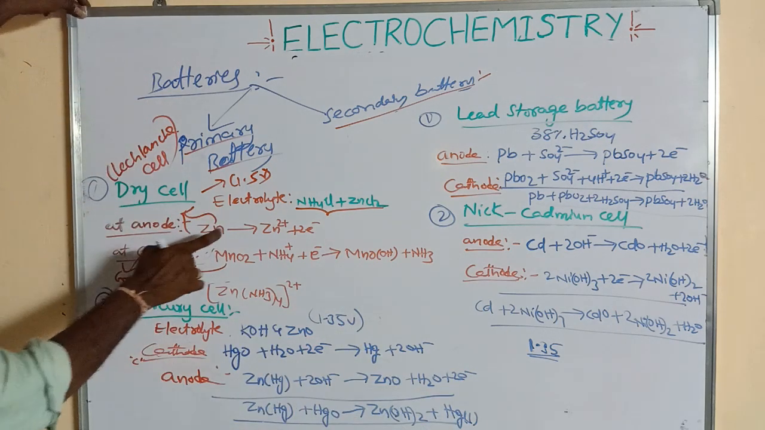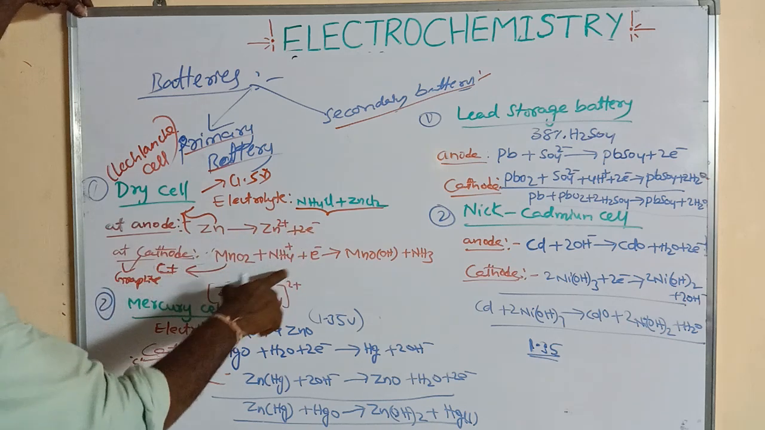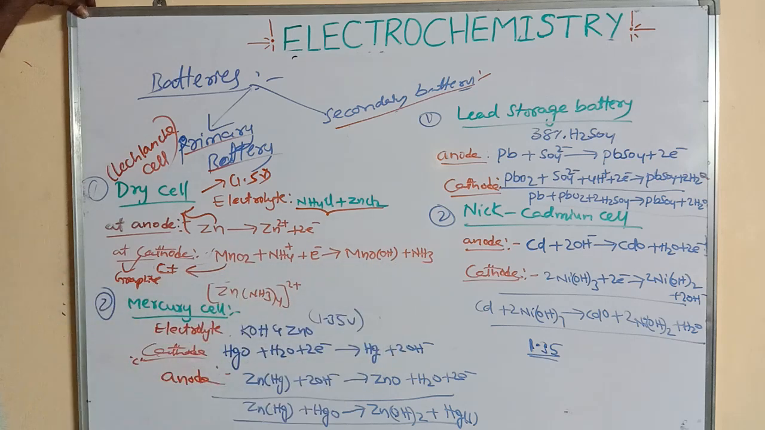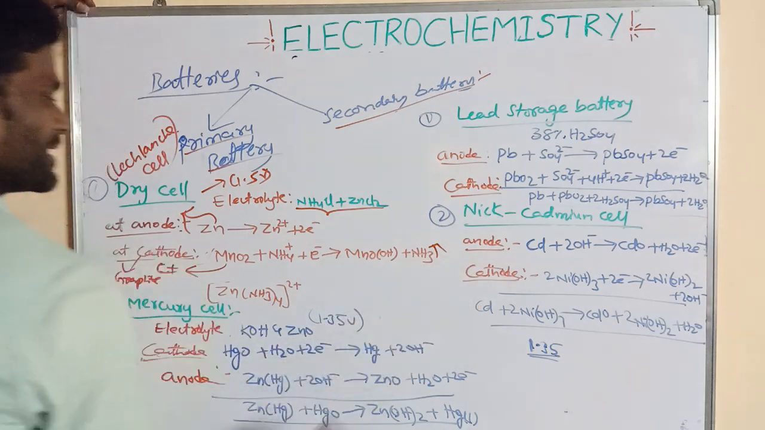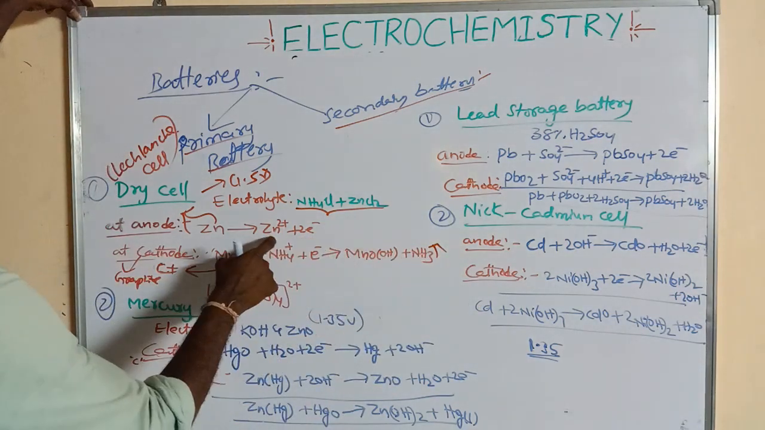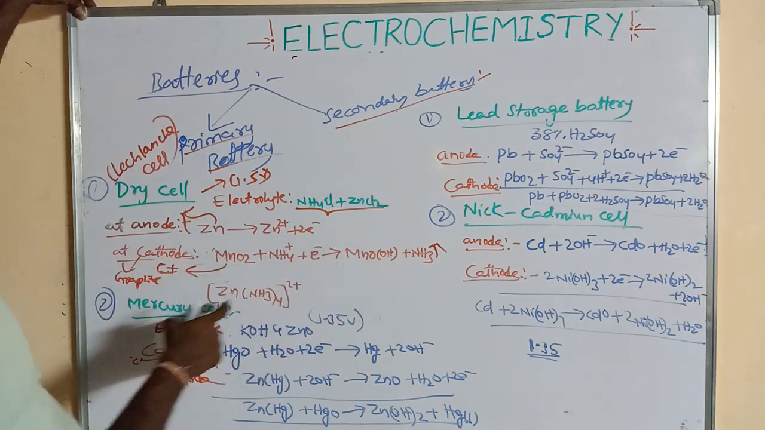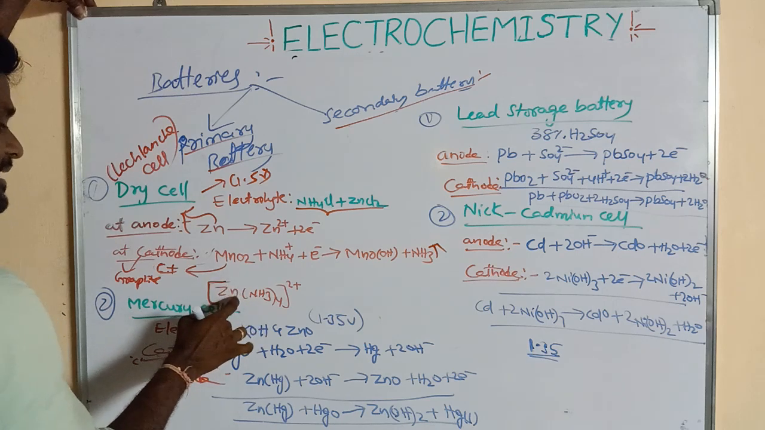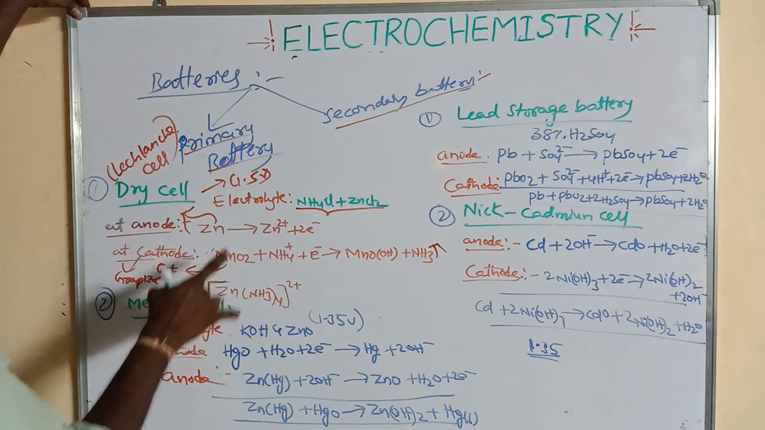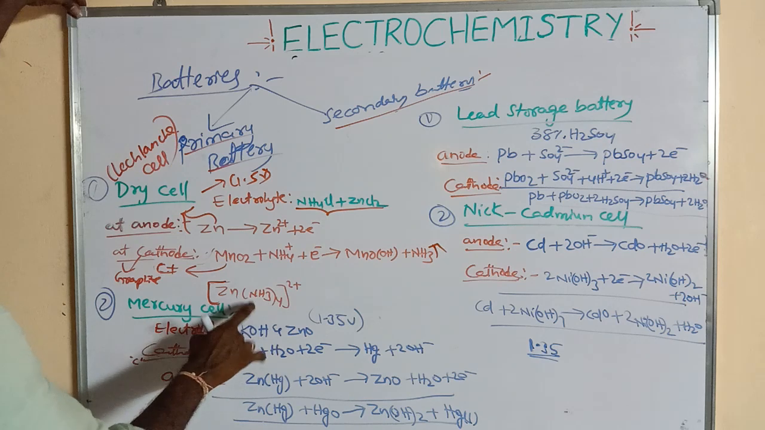So this is the anode reaction. It undergoes oxidation. At the cathode, this is the reduction, gaining of electrons. This gives Mn2O3 plus OH minus plus NH3. Here ammonia gas is liberated. This ammonia gas reacts with the Zn2+ ion, and the Zn2+ ion forms a complex. The complex is [Zn(NH3)4]2+. So Zn2+ can react with ammonia to form this complex.